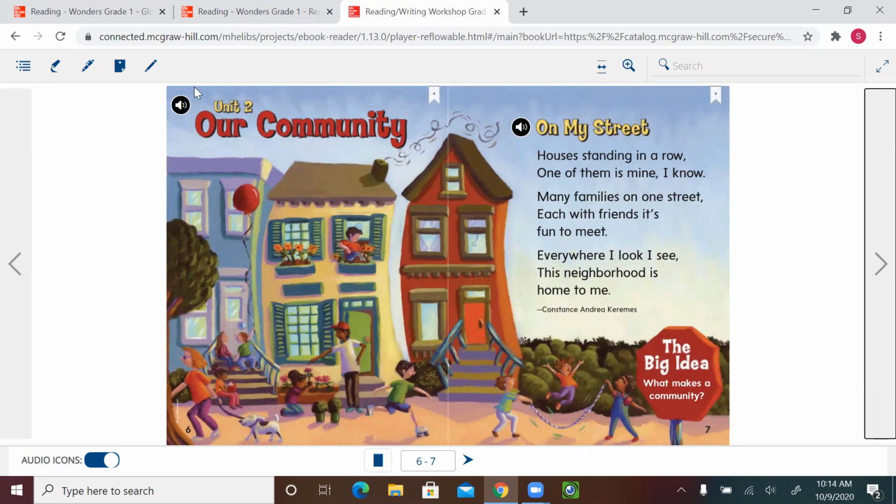Let's listen to that story, page 6 and 7 in your reading and writing workshop. Let's start.